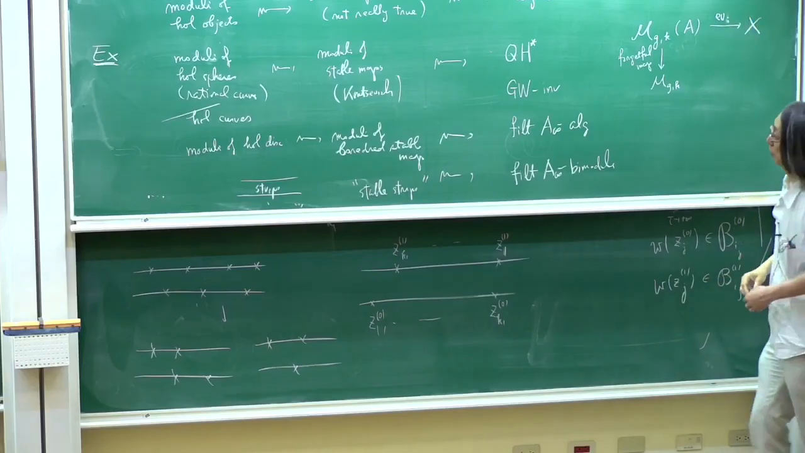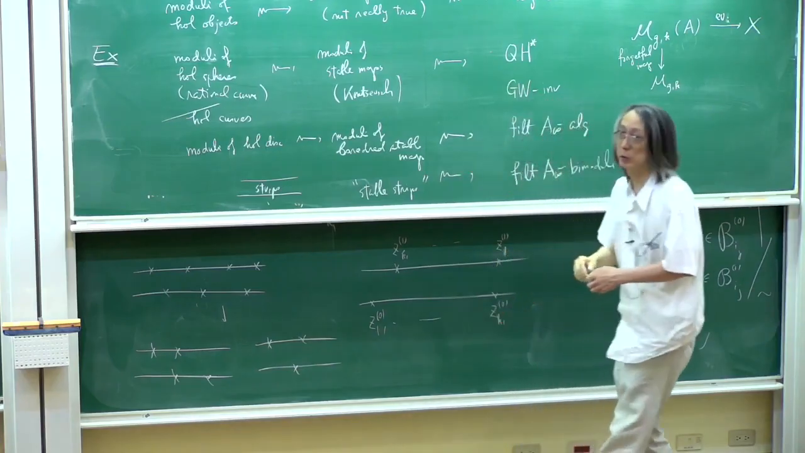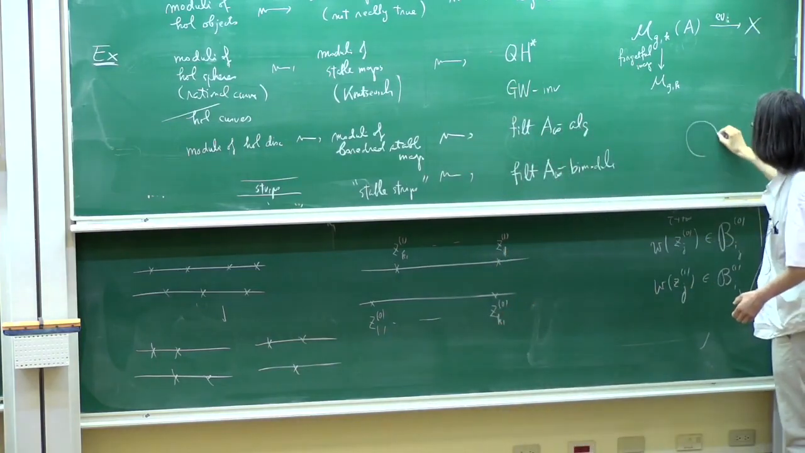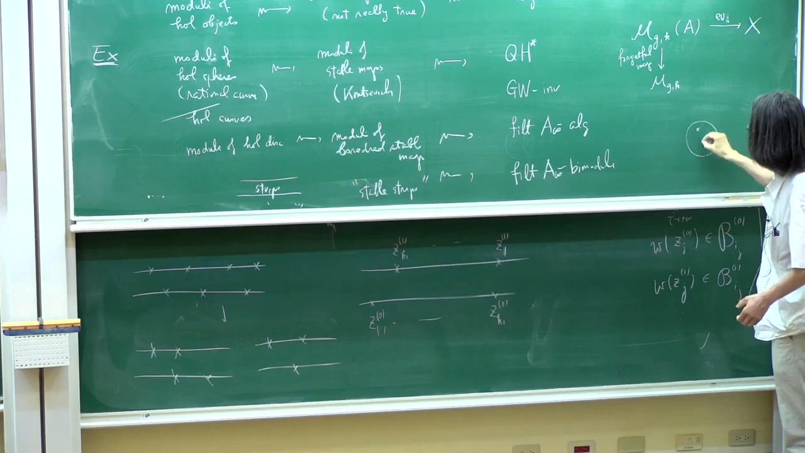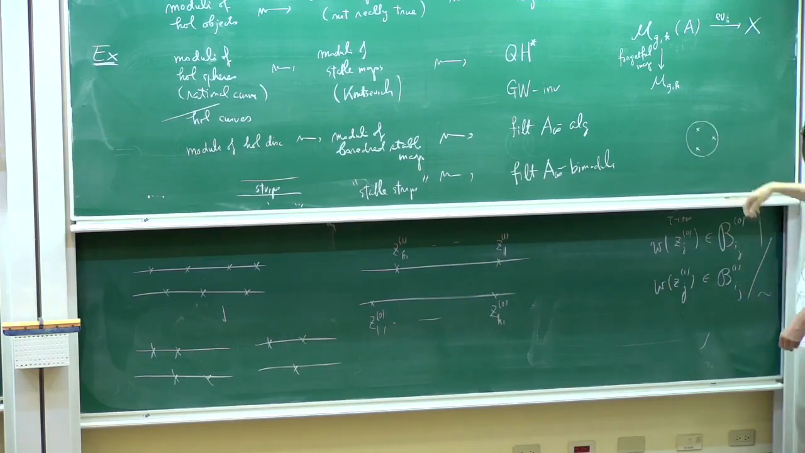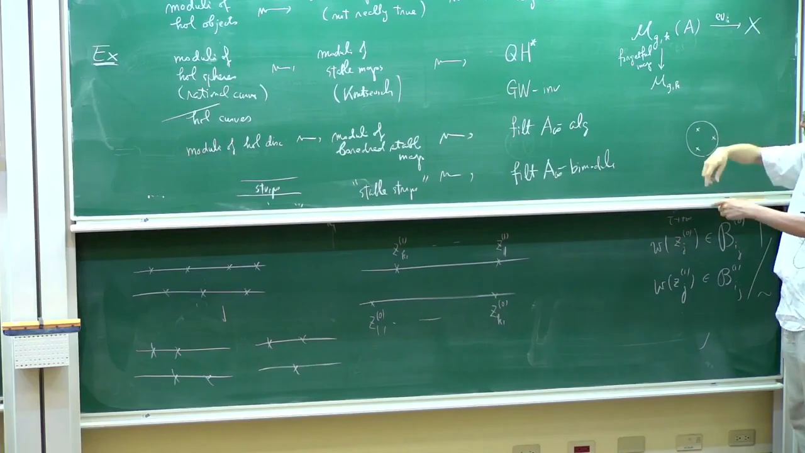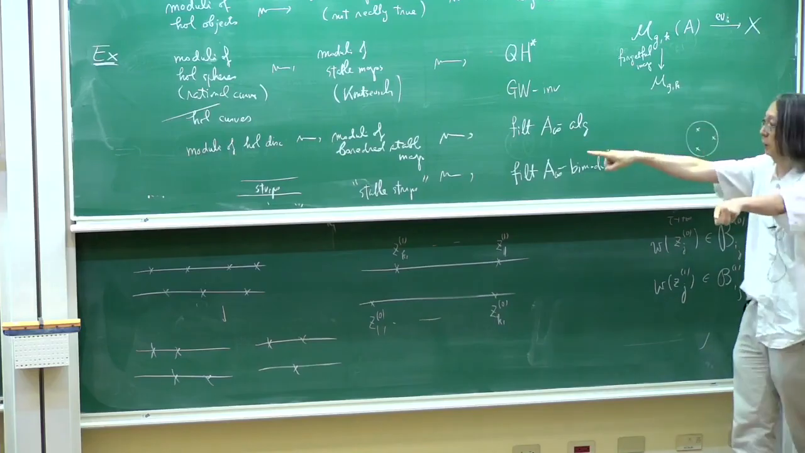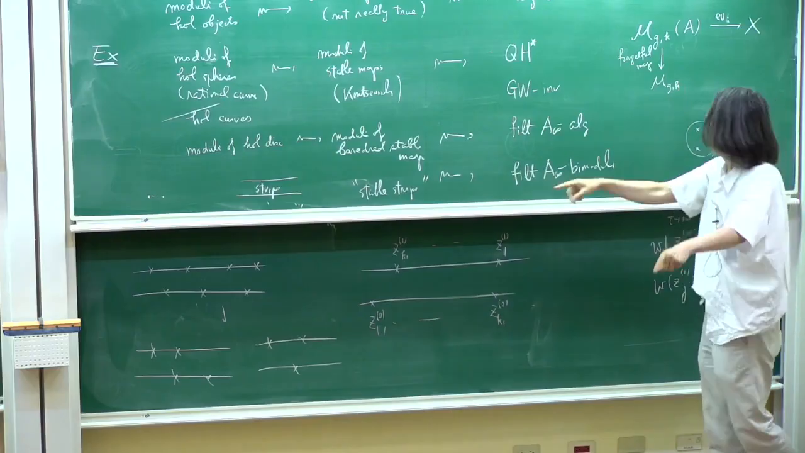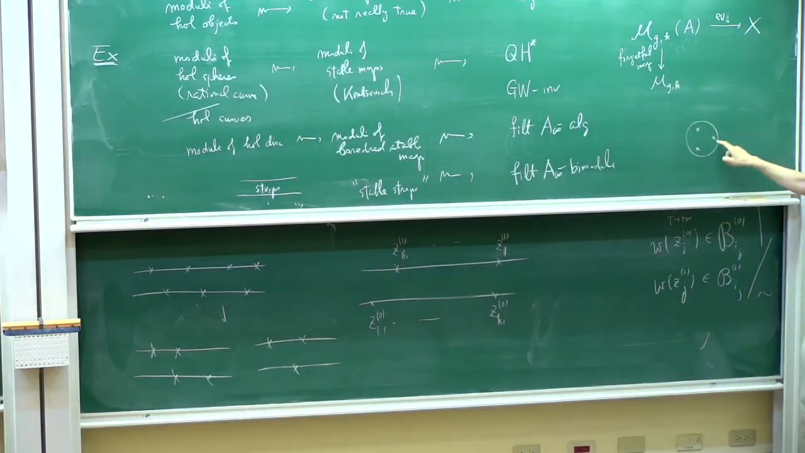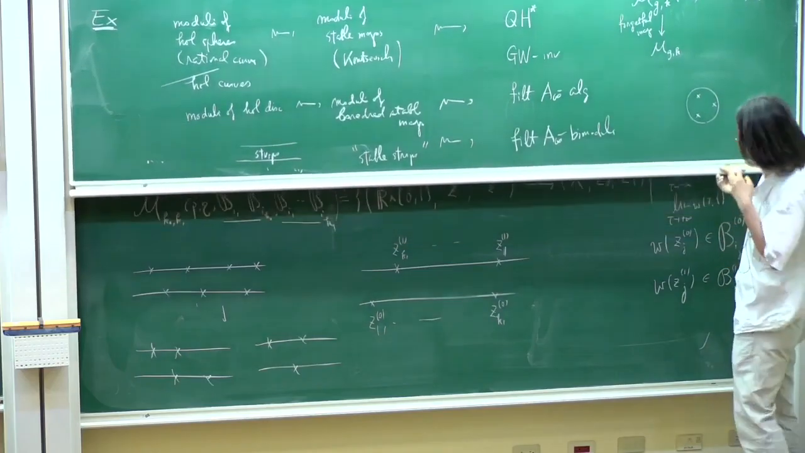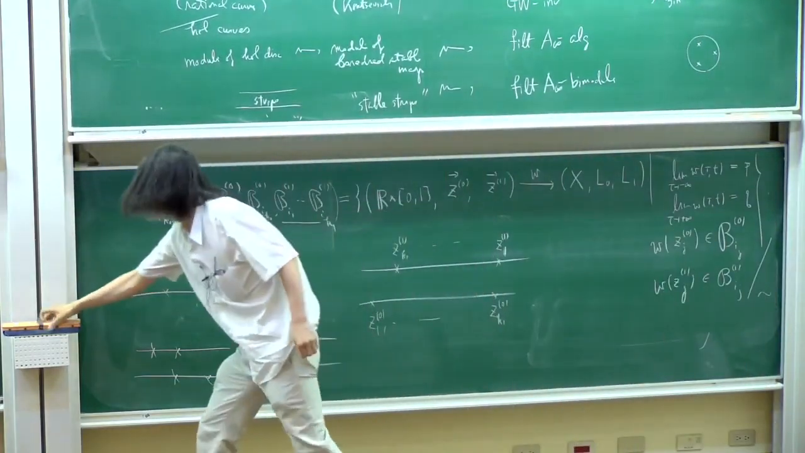For instance, in the case of quantum cohomology, we basically use P1 with 3 marked points, and then you require that this sphere intersects with two cycles in X, and then take the evaluation at the remaining marked points. This gives you a binary operation, and this binary operation is associative, so that it becomes an algebra.